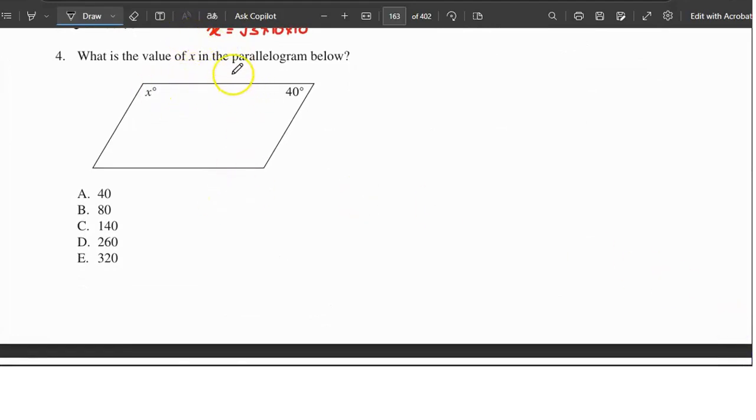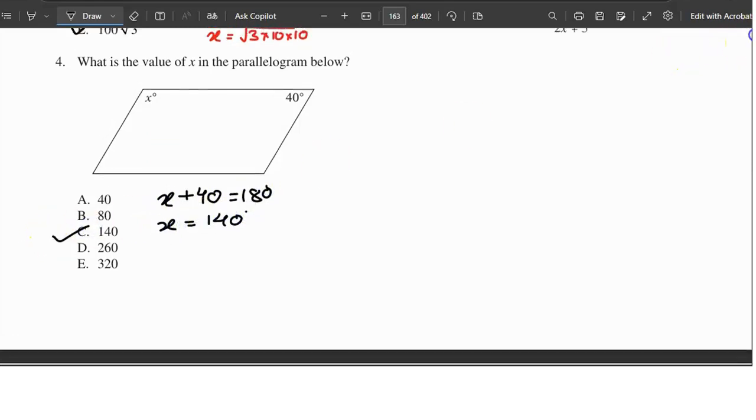Find the value of x in this parallelogram. Because this is a parallelogram, in a parallelogram, the sum of adjacent angles is 180 degree and opposite angles are equal. So x plus 40 is going to be 180 degree. Then x will be 180 minus 40, that is equal to 140 degree. Option C is right.